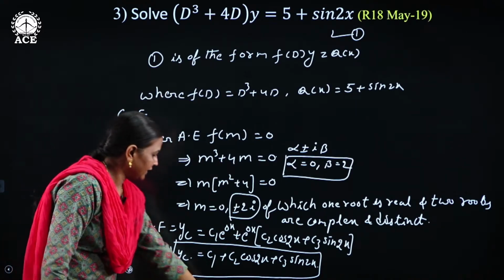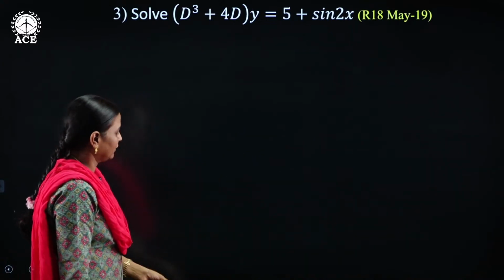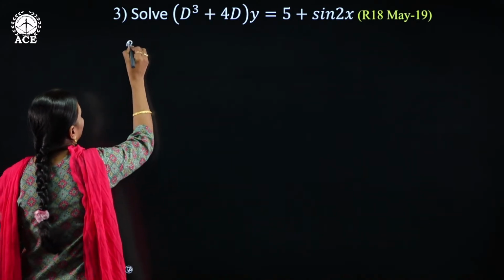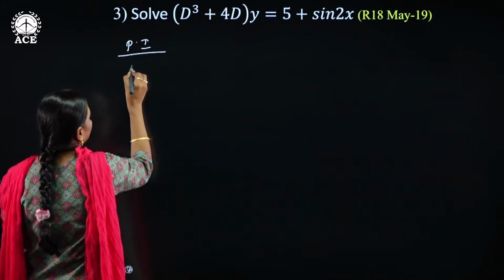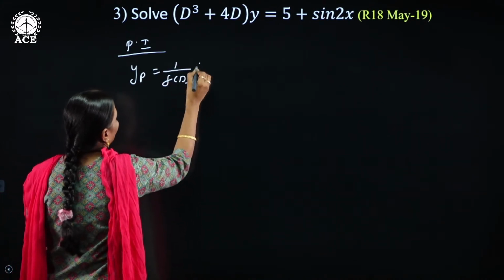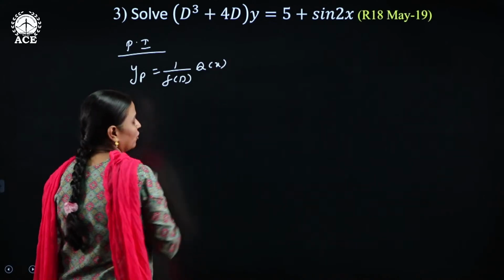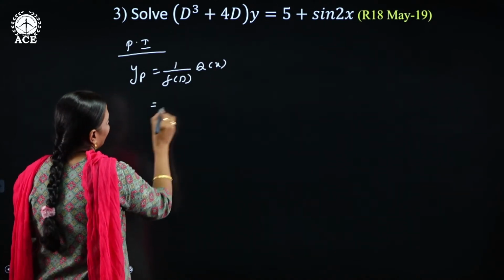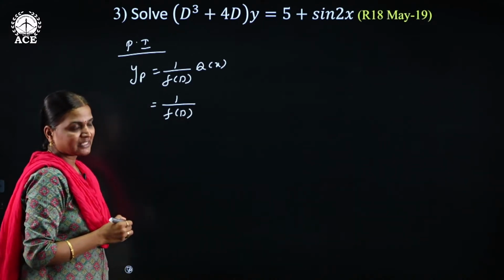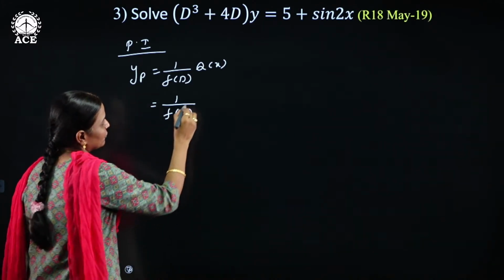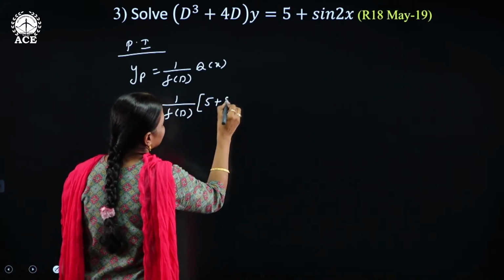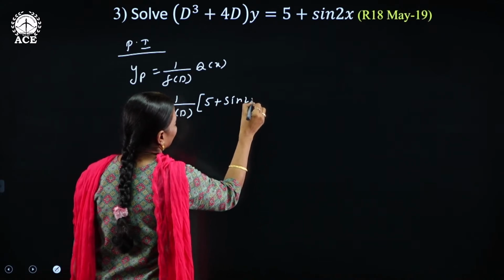Next, write the particular integral. So how to find the particular integral? What is the definition of particular integral? First, yp is equal to 1 by f of D into q of x. Before writing the f of D, first, q of x contains more than one term. So to split the terms, write q of x as 5 plus sin 2x.